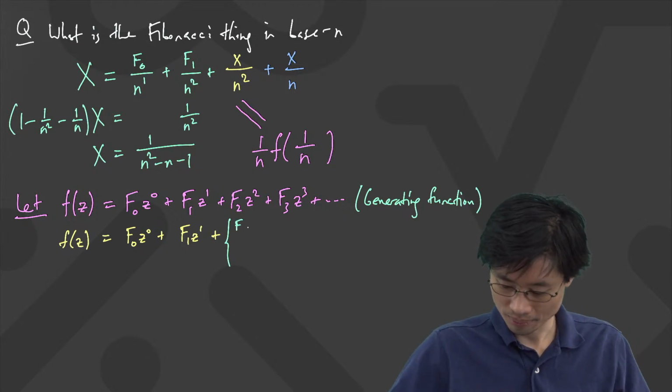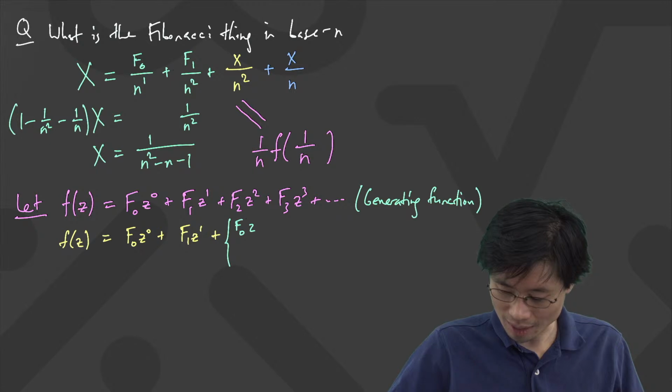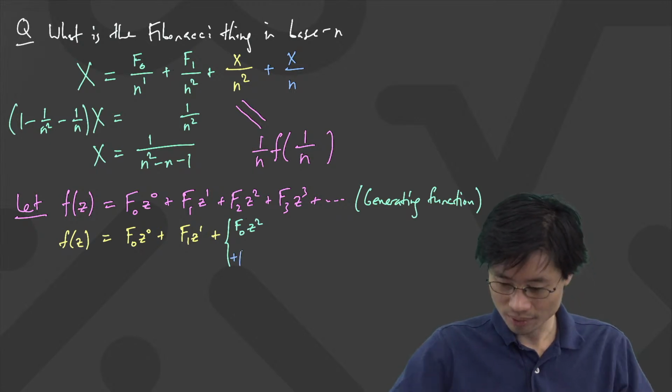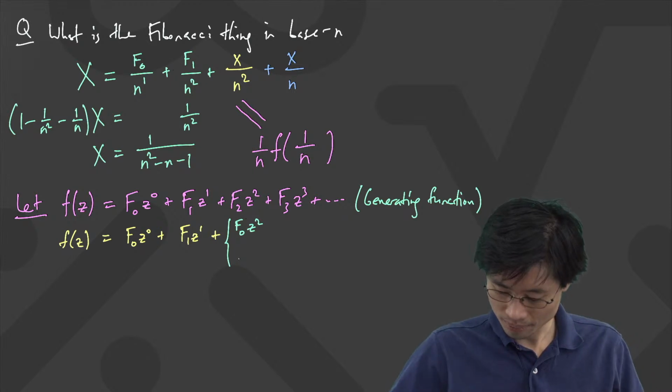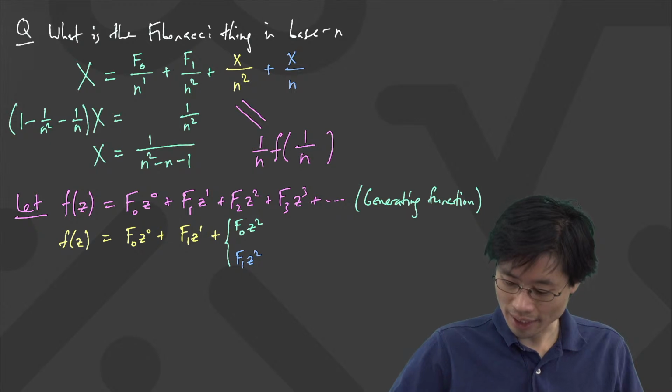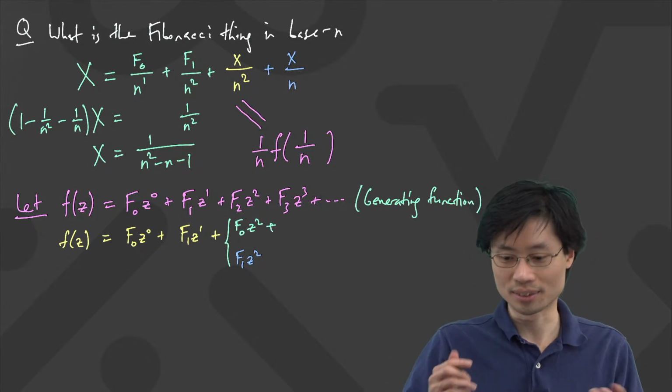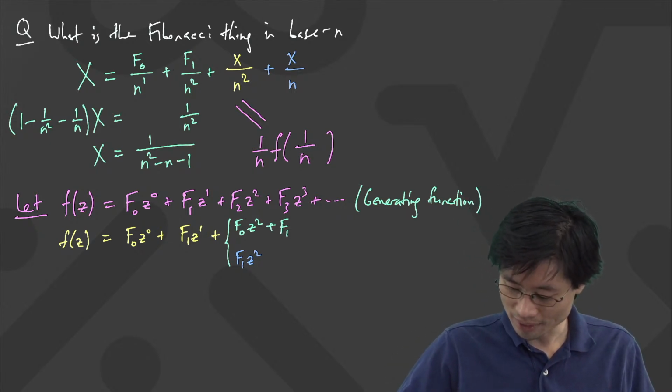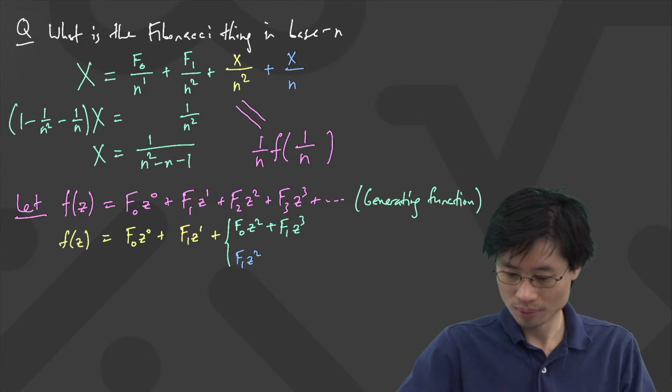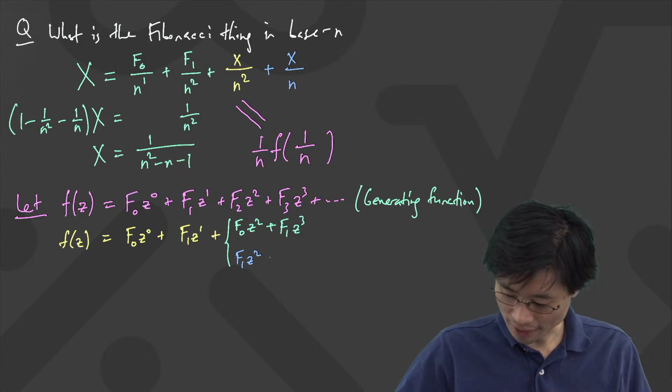f0, and these are times z squared, right? Plus f1. And then the next thing, f3 breaks into f1 plus f2. So I get f1 z cubed. And here I get f2 z cubed.